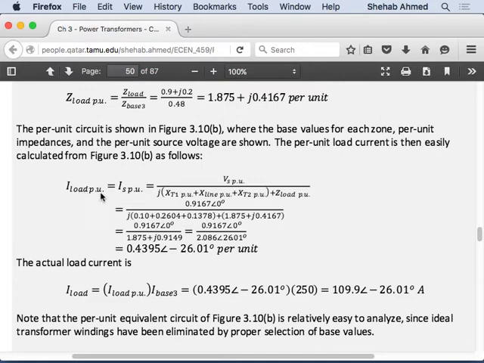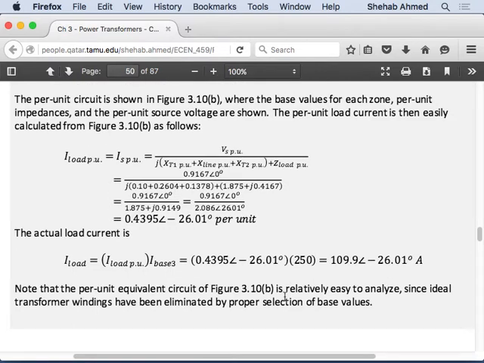So if you want to calculate the actual current in the load, first you calculate the per unit current, which is the voltage divided by the sum of the impedances. Then to find the actual load current, you take the per unit current you just calculated and multiply by the base current in zone 3, because that's where the load is located. Okay? And that's it, you're done with this example. Does it make sense? This per unit system helps you simplify the circuit and remove all the transformers.